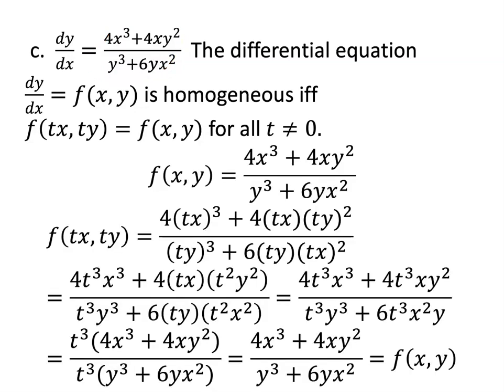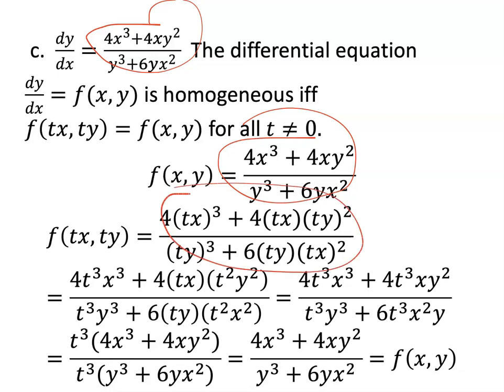So f(x, y) is going to be this: (4x cubed plus 4xy squared) over (y cubed plus 6yx squared). Then we replace all the x's with tx and all the y's with ty, multiply it out, and you get (4t cubed x cubed plus 4tx t squared y squared) over (t cubed y cubed plus 6ty t squared x squared). After you distribute, you end up with this.